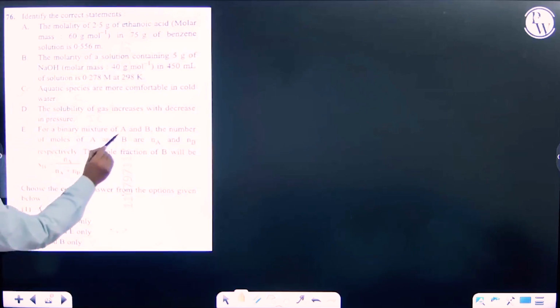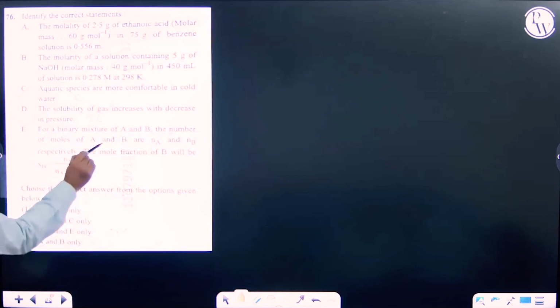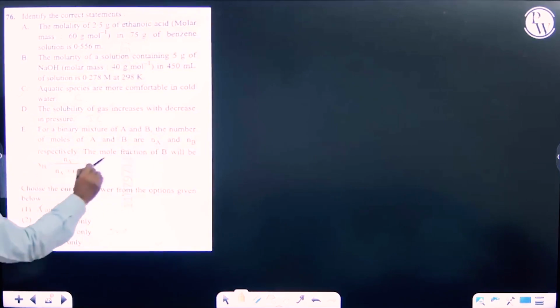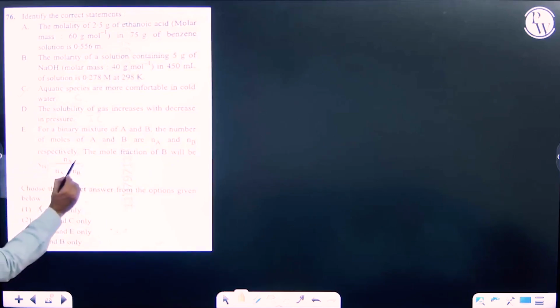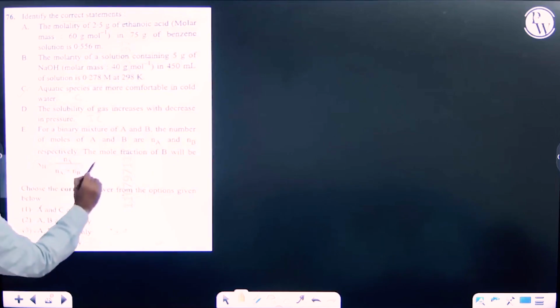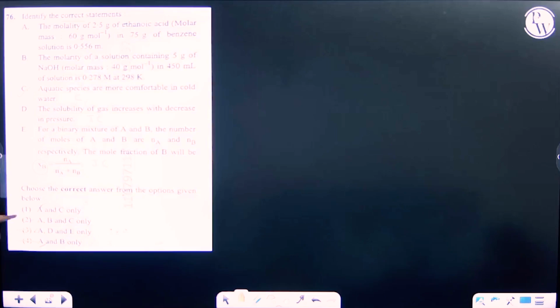And for a binary mixture of A and B, the number of moles of A and B are Na and Nb. The mole fraction of B will be Xb equal to Na by Na plus Nb. Here it is given as Xb, and here he is writing as Na. So this is also an incorrect statement. So among this, A and C is one option, A, B and C is one option. Now we need to see B problem only.